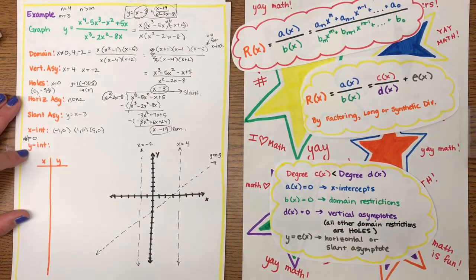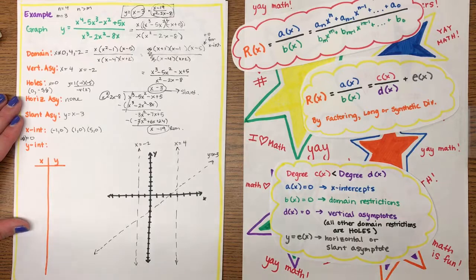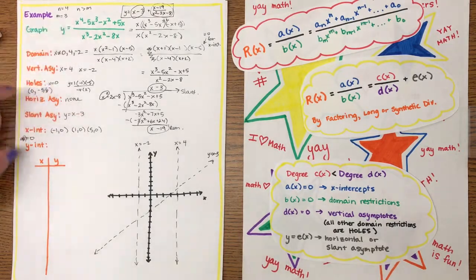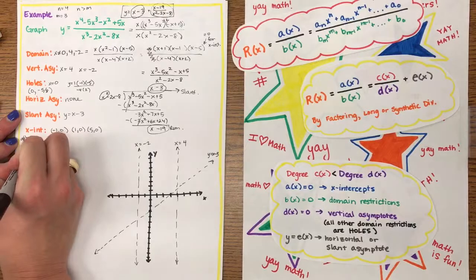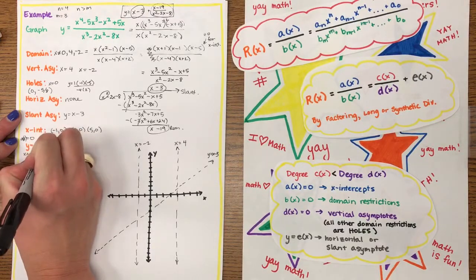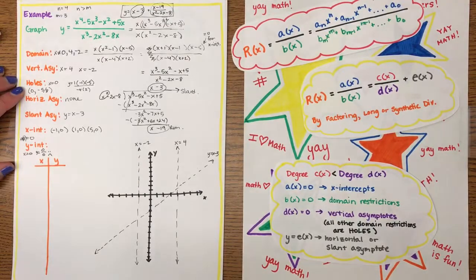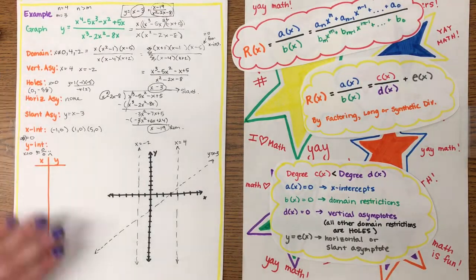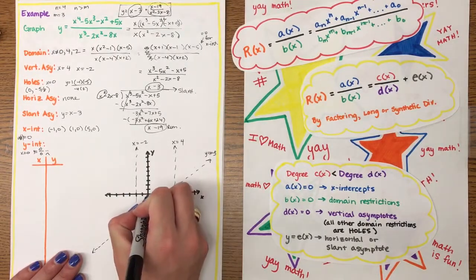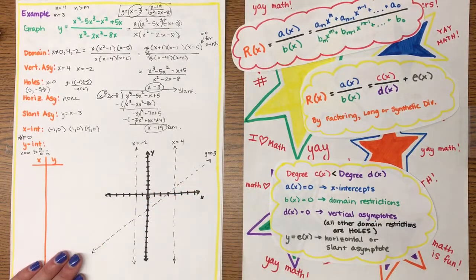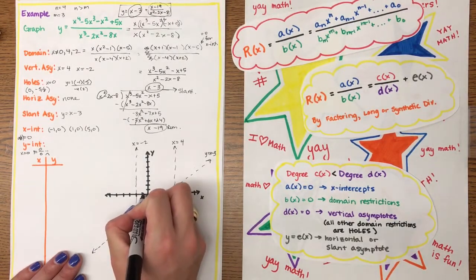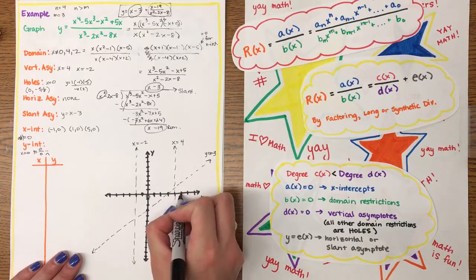My y-intercepts I get by plugging in 0. I actually do not have a y-intercept because when I plug in 0, so this is when x is equal to 0, I get 0 over 0, which is undefined, but I already know that I have a hole at the point 0, negative 5/8. So I'm actually going to graph that 0, negative 5/8 as a hole. That's an open circle at 0, negative 5/8. I'm also going to graph negative 1, 0, 1, 0, and 5, 0.